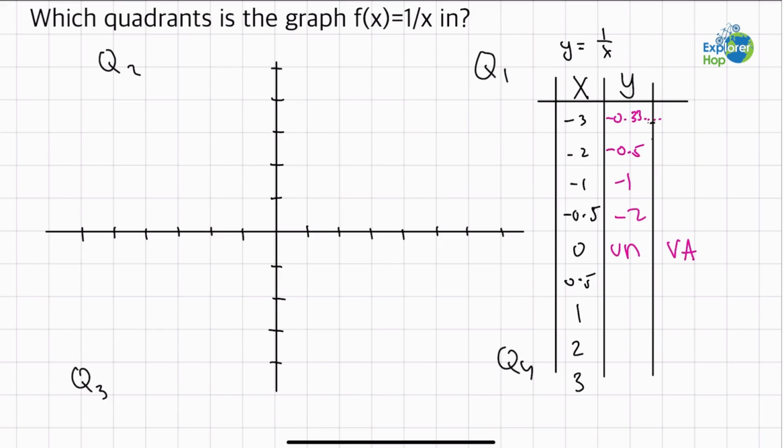1 over 0.5 would be equal to 2. 1 over 1 is 1. 1 over 2 is 0.5, and 1 over 3 is 0.33.